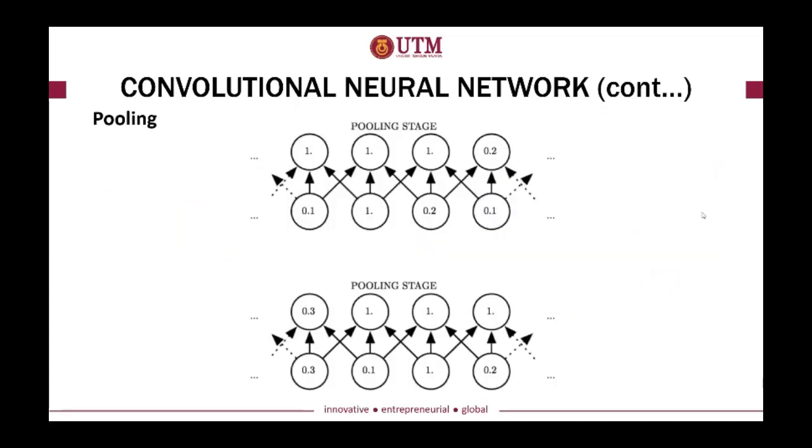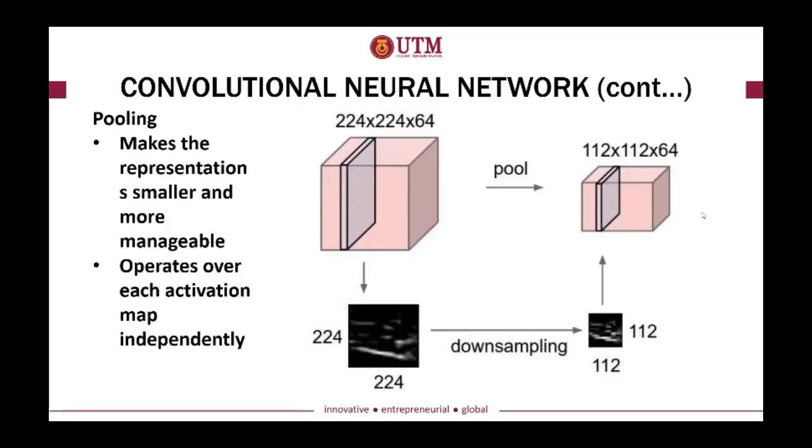Okay, this is just showing you how pooling happens in the form of neurons, which are represented by circles. This is an example of how pooling makes the representation smaller and more manageable. It operates over each activation map independently. So again, it is subsampling, and another word for subsampling is downsampling. You are reducing the size.